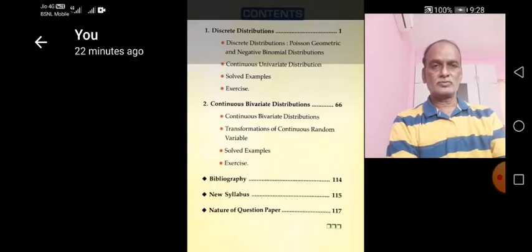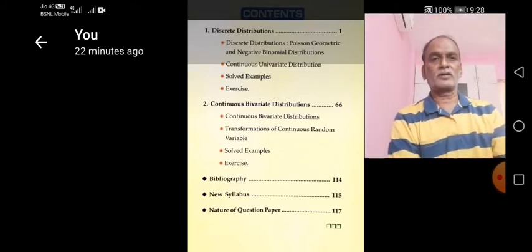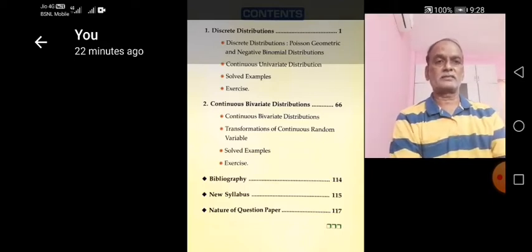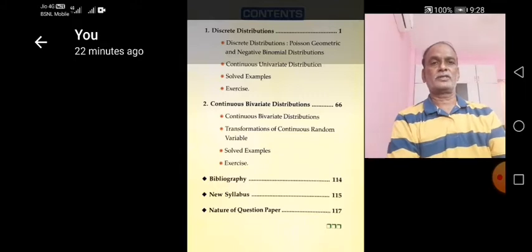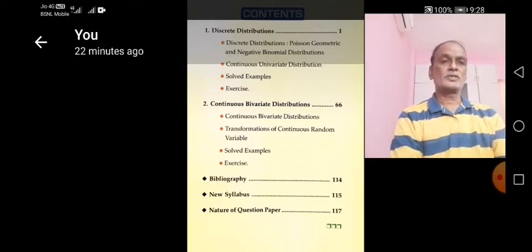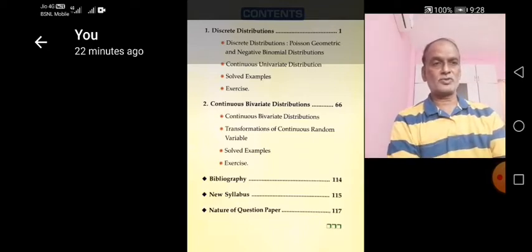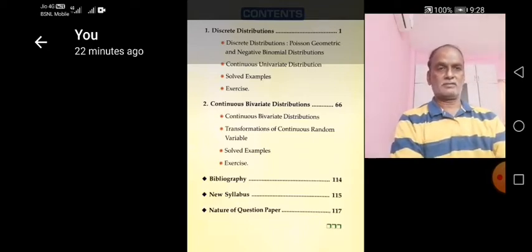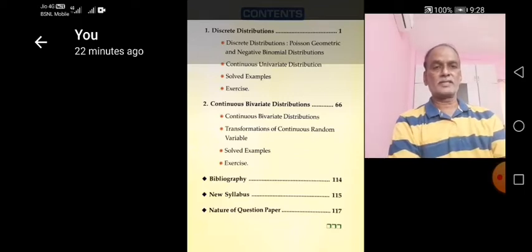Then we have to go for continuous univariate distribution, some examples based on that. And in the second unit we have to study continuous bivariate distribution. This unit is very important as far as the semester 4 paper is concerned. So all continuous distributions we have to study in paper 7 in semester 4, and for beginners, it is a basic study we have to do in unit number 2.